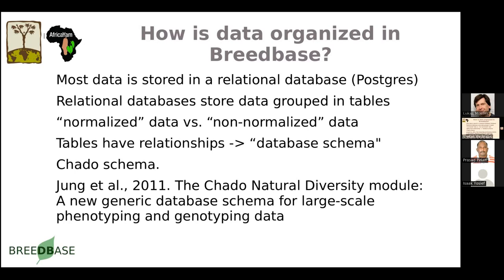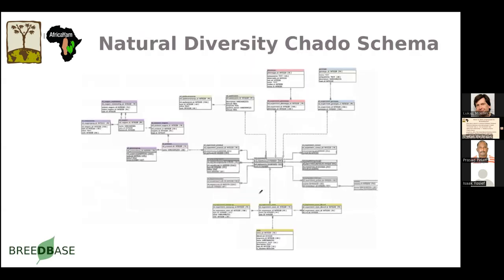And to get the full information of the database, you have to join these tables together with so-called queries, and that's done in a language called SQL. These table relationships define the schema, and we loosely use a schema called the Chado schema. If you're interested, there's a paper about it, and this is the reference. So this is essentially how the data is stored.